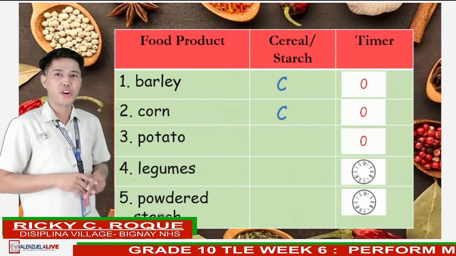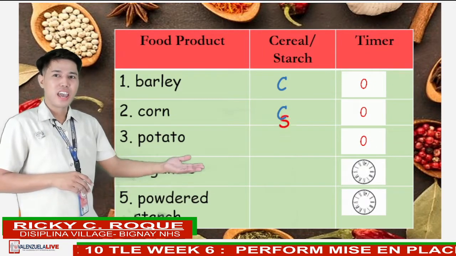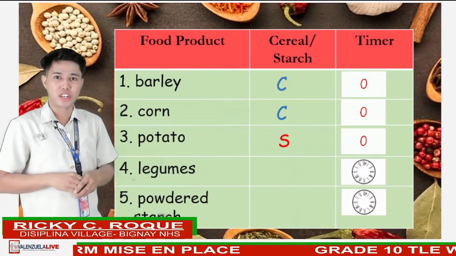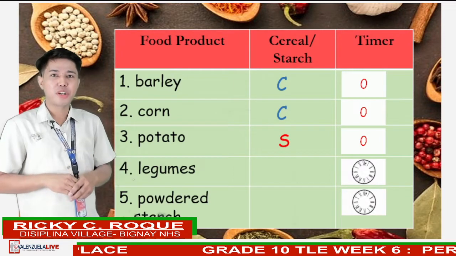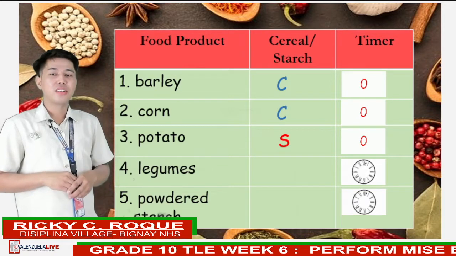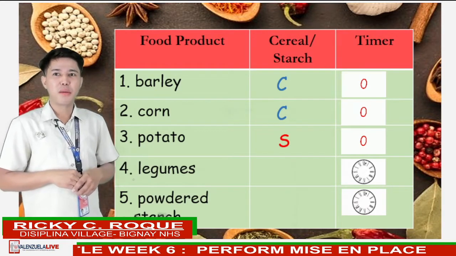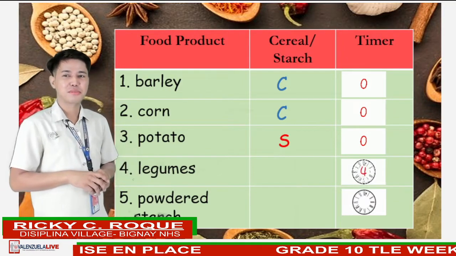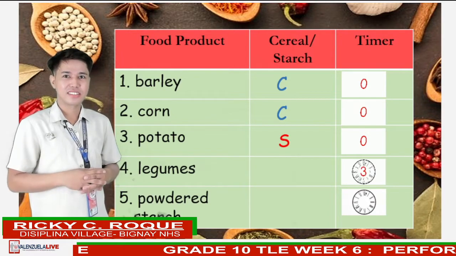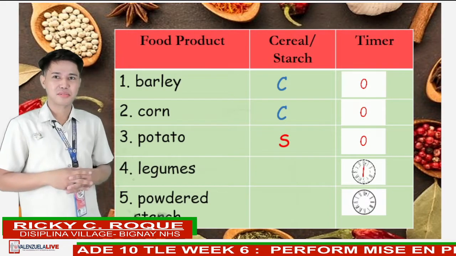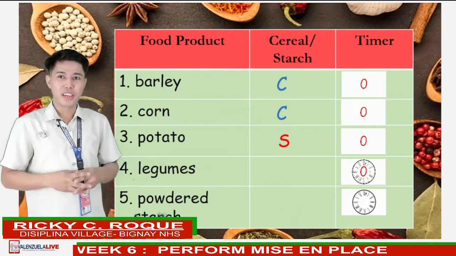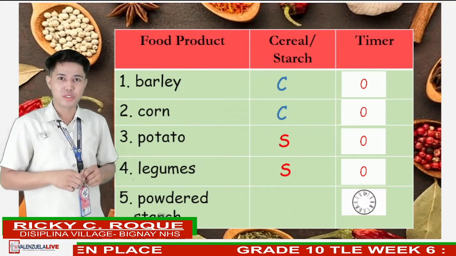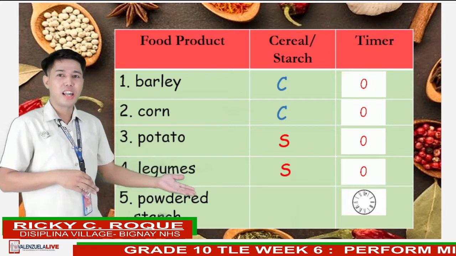Number 3, potato, for 5 seconds. Okay, the correct answer for number 3 is letter S, which means potato belongs to the classification of natural starch. It is a starchy food that comes from the ground. If your answer is S, then you are correct. Number 4, legumes, for 5 seconds. Okay, number 4 is legumes like peanuts, mung beans, and snow peas. So the correct answer, as you can see, is letter S.